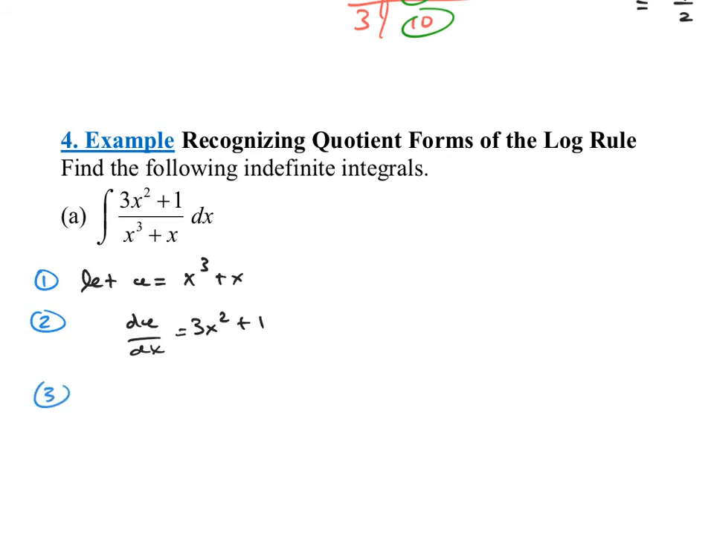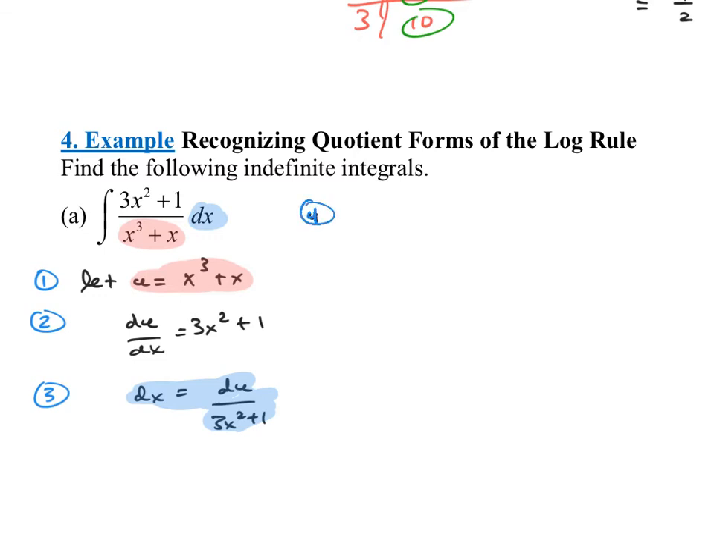Step 3 is solve for dx. So dx would be equal to du over 3x squared plus 1. Now what do we do? We substitute back in for dx, and we also substitute in for u. Okay, and we're going to rewrite our integral, so let's do that now. Step 4, let me do that in blue.